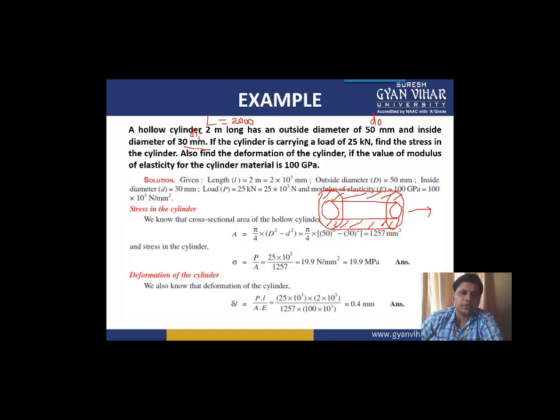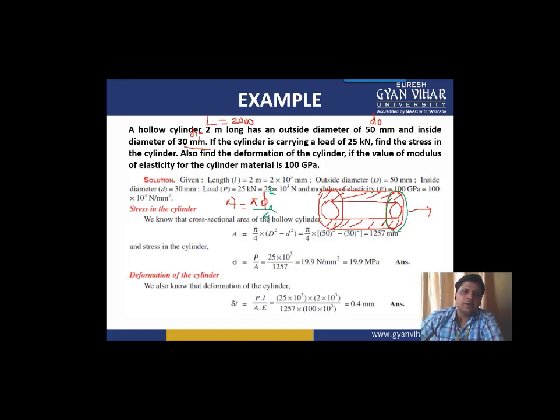How will we calculate the cross sectional area? Area, we know, is given by the formula pi d square by 4. So if we have to calculate the area of this bigger circle, it will be pi d naught square, meaning outer diameter, by 4.